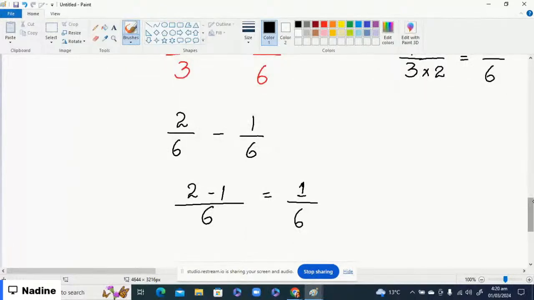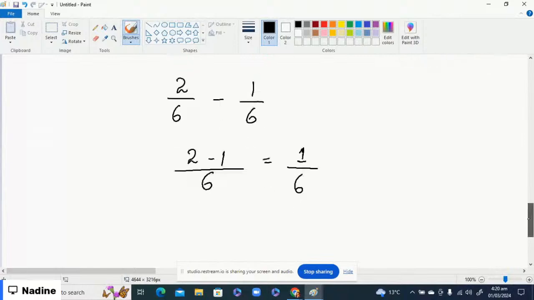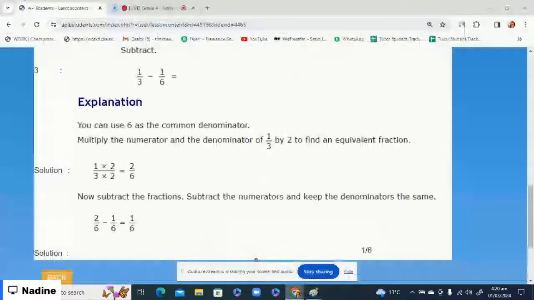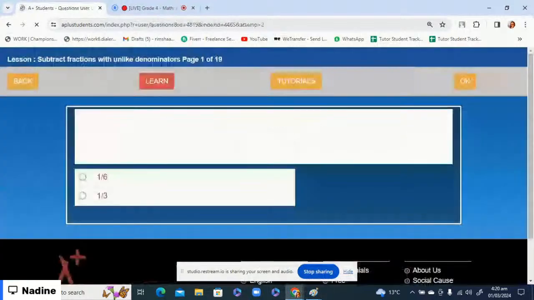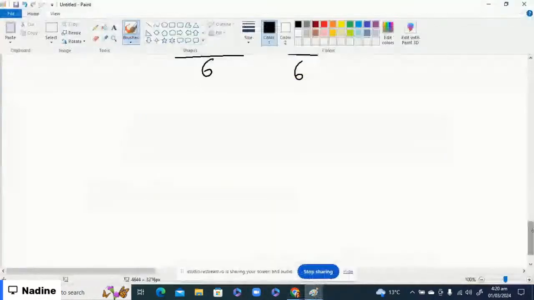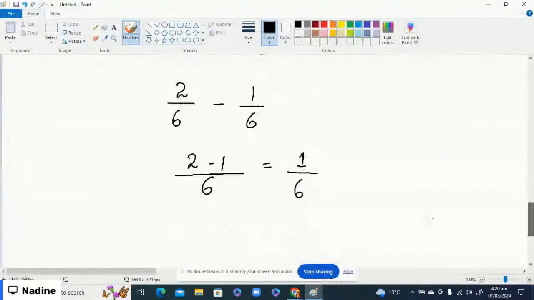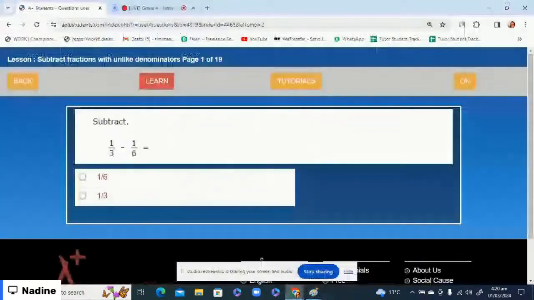Let's do some test questions for that now. 1 by 3 minus 1 by 6. We have just done that question. The answer is 1 by 6. I just put the answer now.